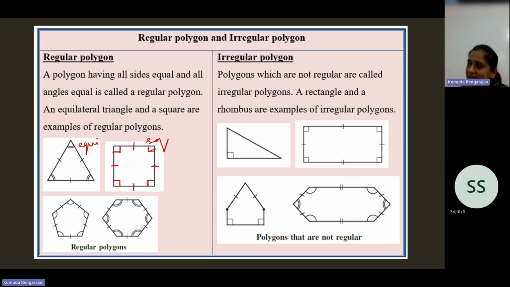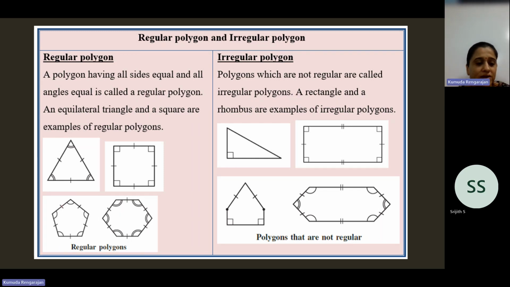Now this one is a regular pentagon. Regular pentagon. Regular quadrilateral, not regular square. Regular quadrilateral. Give an example. Which quadrilateral is called a regular quadrilateral? Square. Not regular square. Okay, so this one is a regular pentagon. This one is a regular hexagon.